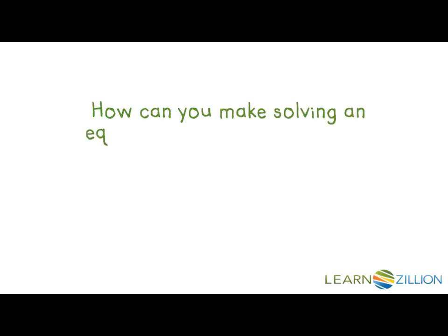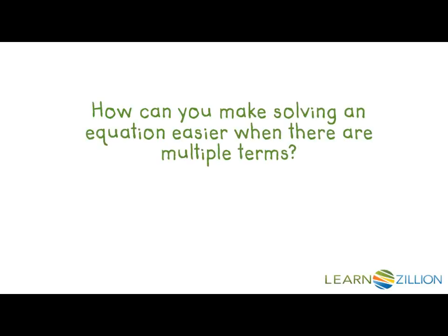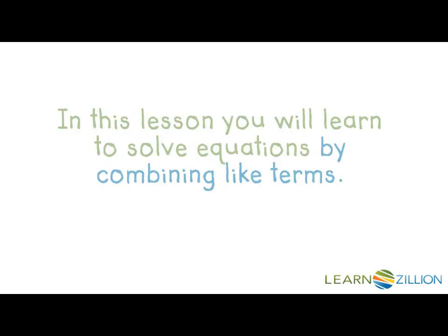How can you make solving an equation easier when there are multiple terms? For example, negative 7x minus 5 plus 2 equals 24. In this lesson, you will learn to solve equations by combining like terms.